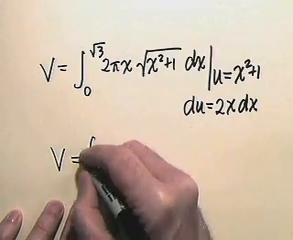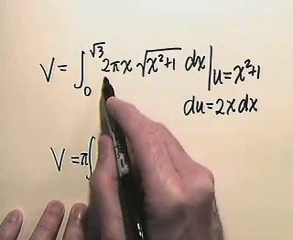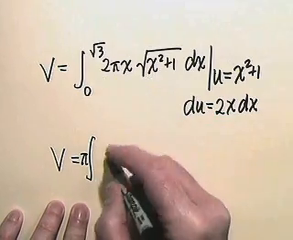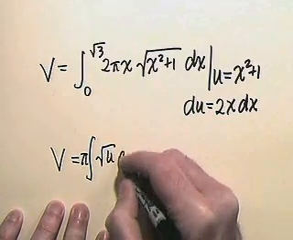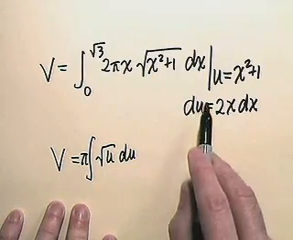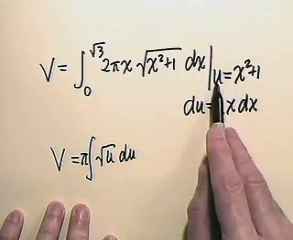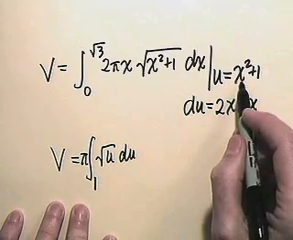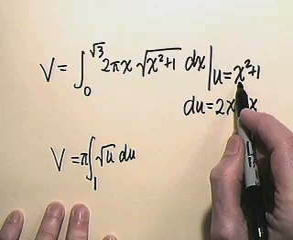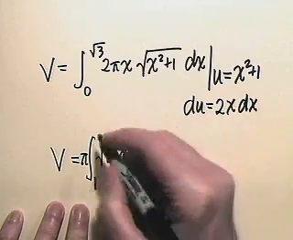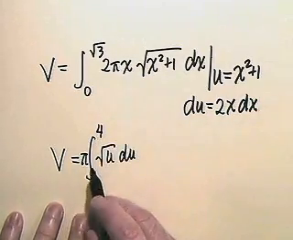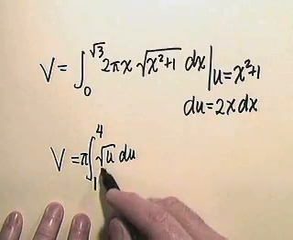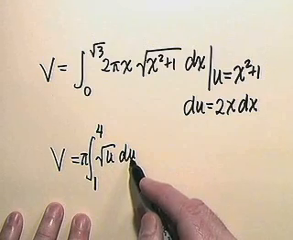The pi can come out, and the 2x dx just becomes the du, and so the only thing we'll have inside is square root u. But what are our new limits? When x is 0, u is 0 squared plus 1, or simply 1. When x is square root 3, the square root of 3 squared is 3, plus 1 is 4. So we end up simply with v equals pi times the definite integral from 1 to 4 of square root u du.